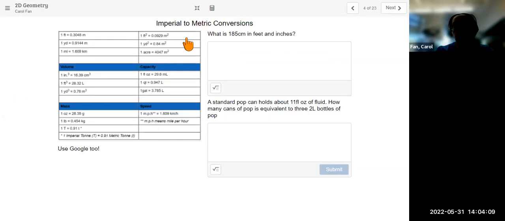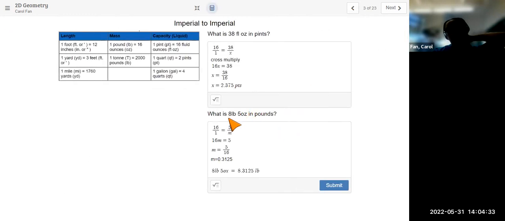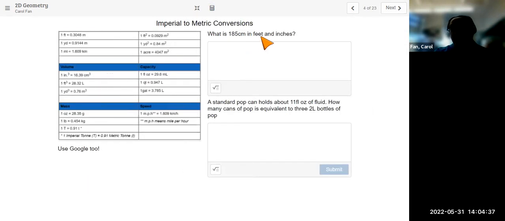Now, if we're doing imperial to metric conversion, we're going to be doing the same thing. We need to convert something like 185 centimeters into feet and inches. Now, feet and inches are not the same unit, so we're going to do the same as we did with pounds and ounces. Once we have the feet, all the decimal spots we're going to have to convert into inches.